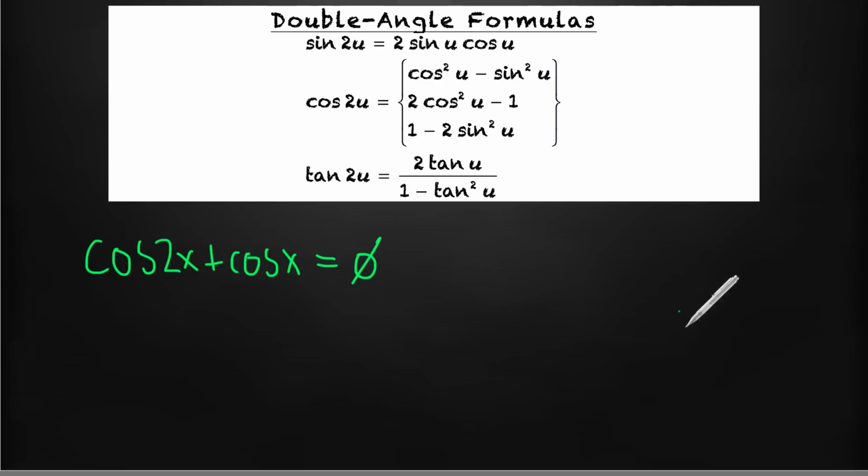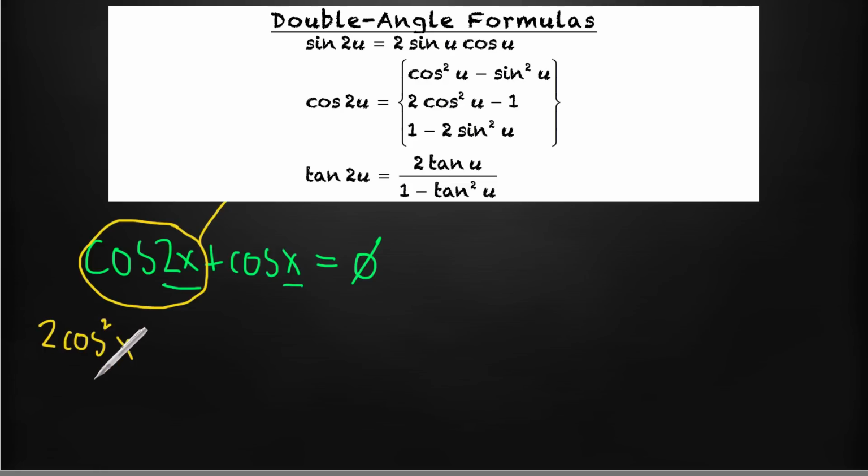Now let's think about it. We've got all cosines in our formula here. So it would be best to use the formula that has only cosines in it. So you can't add 2 trig functions together that have different angles. They're not like terms. So we got to get everything in terms of x. So we are going to replace cosine of 2x with this formula right here. So we're going to say 2 cosine squared of x minus 1 plus cosine of x equals 0.